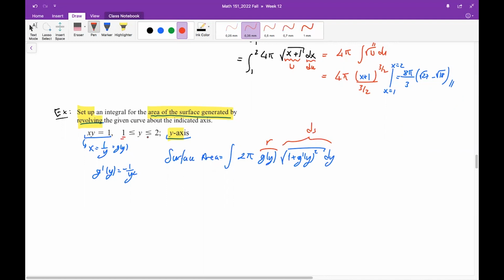What are the boundaries for y? It is from 1 to 2. Okay, let's just set up this integral and stop. So it is 2 pi times your function, depending on y, it is 1 over y, times the square root of 1 plus the square of this expression, minus 1 over y squared, dy. So this integral gives you the surface area for the described surface of revolution.